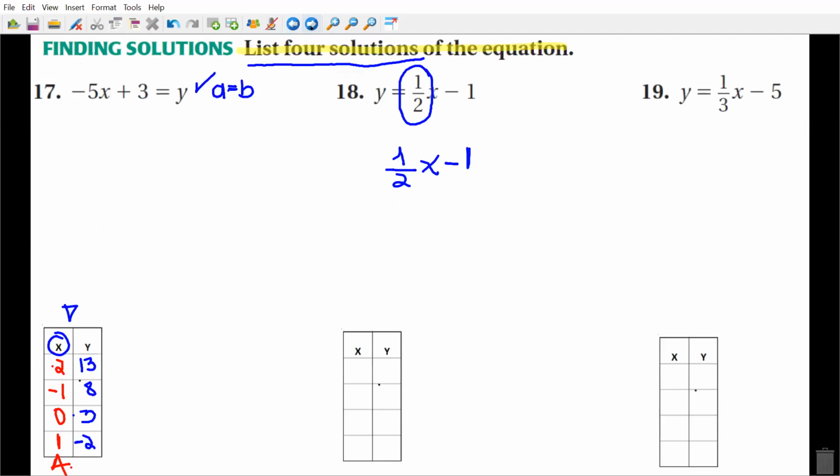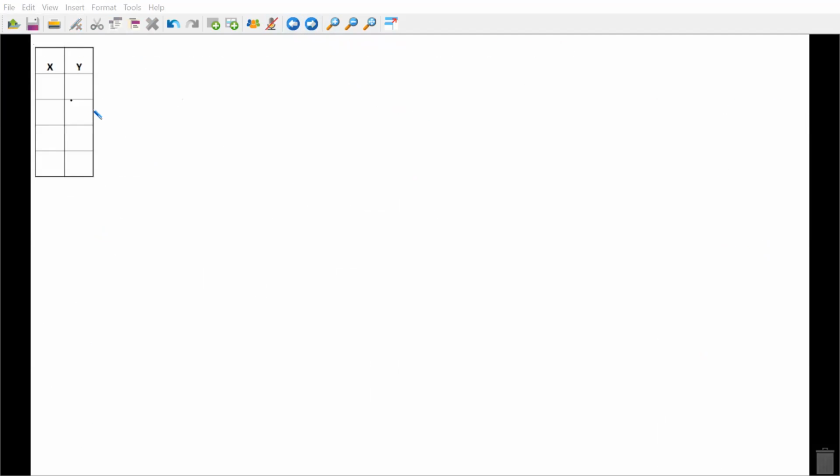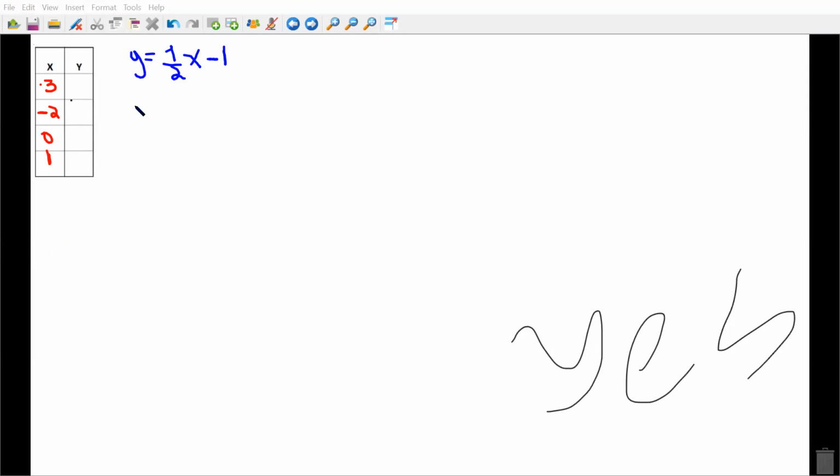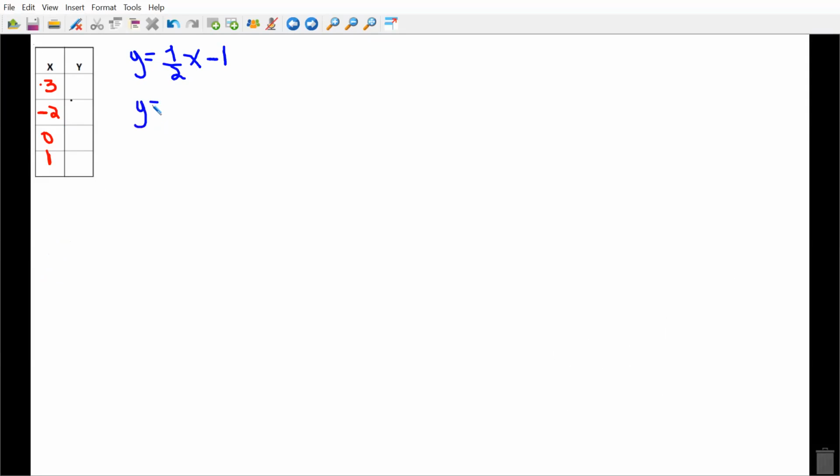Y equals 1/2 x minus 1. What values do you want to include in the chart, guys? What values would you like to replace x with? Would you do it again with -3, -2, 0, and 1? Yes? Okay, well, let's see what you want. Your order is my command, like Aladdin said.